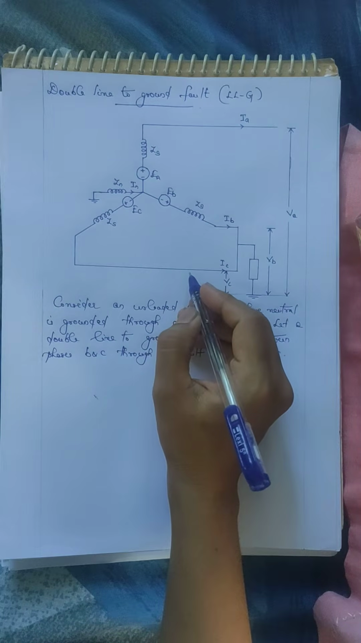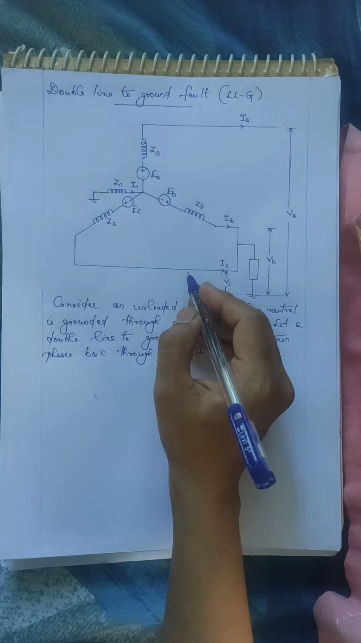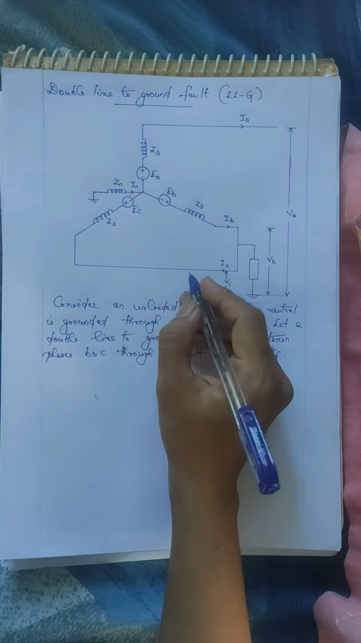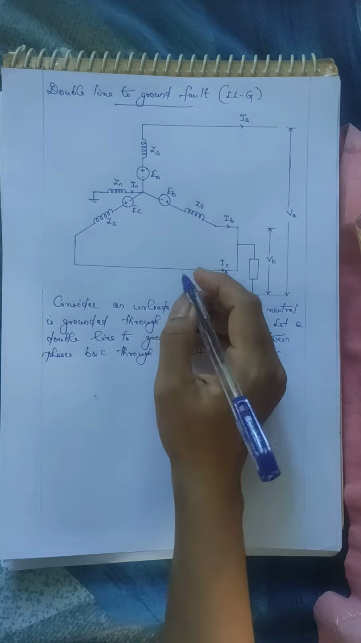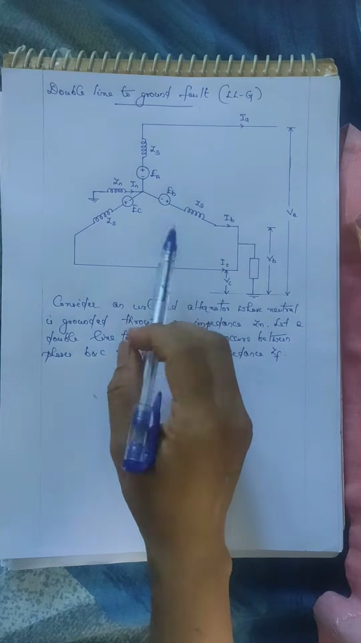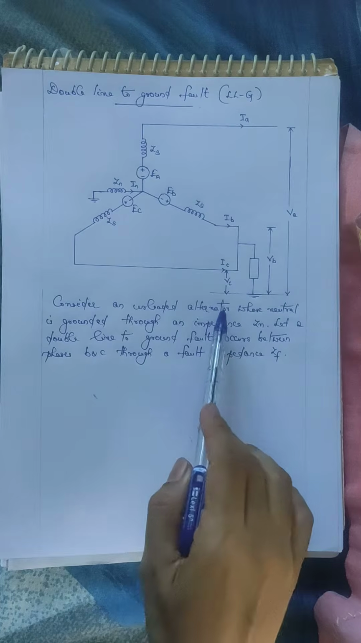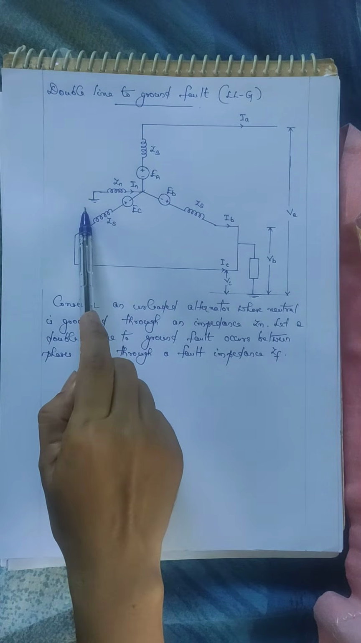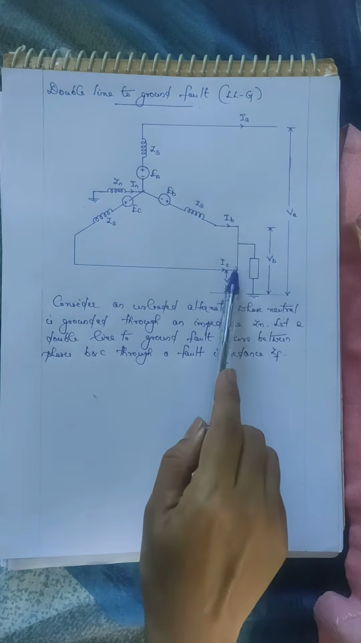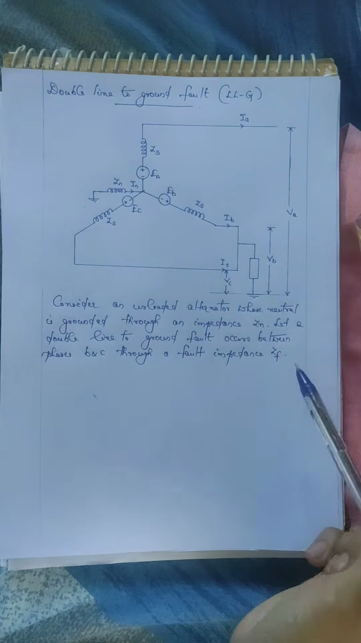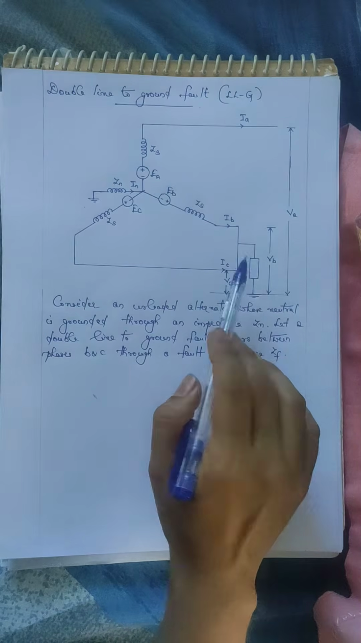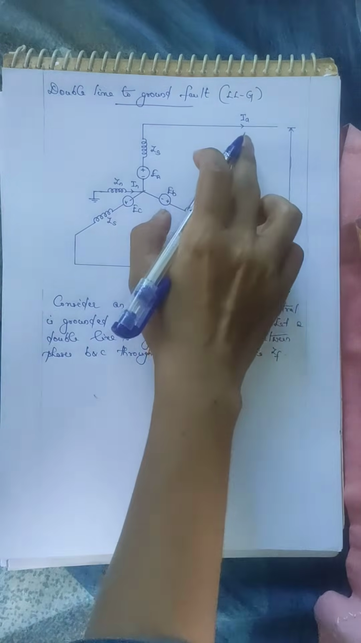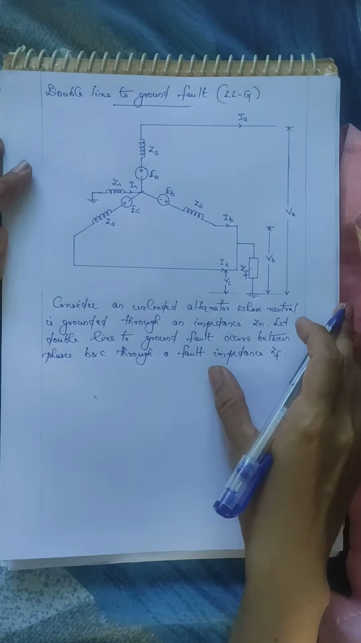In this lecture, we will be deriving the condition of a double-line-to-ground fault on the terminals of an alternator. So consider an unloaded alternator whose neutral is grounded through an impedance Zn. Let a double line to ground fault occur between phases B and C through a fault impedance Zf. Okay. So we have considered an unloaded alternator.